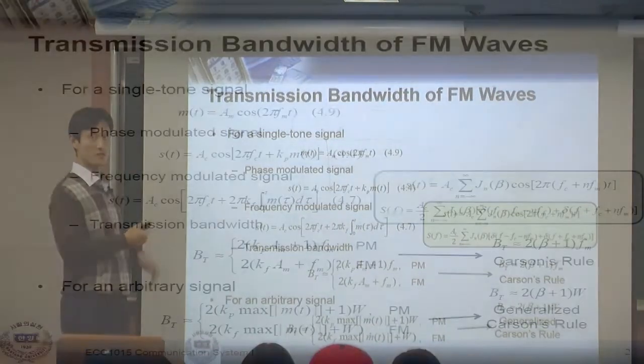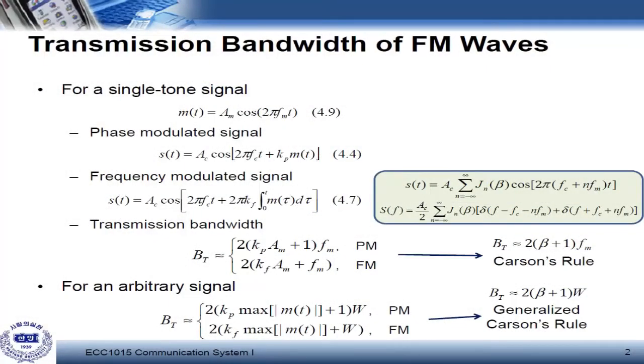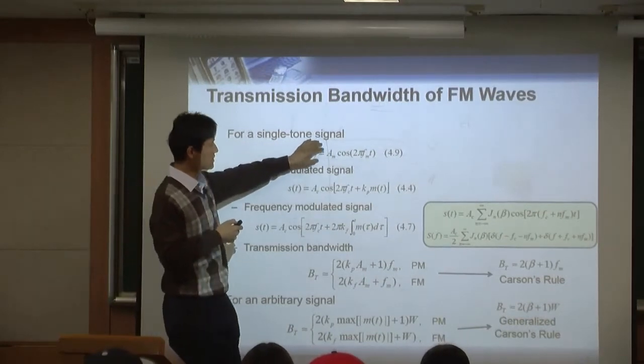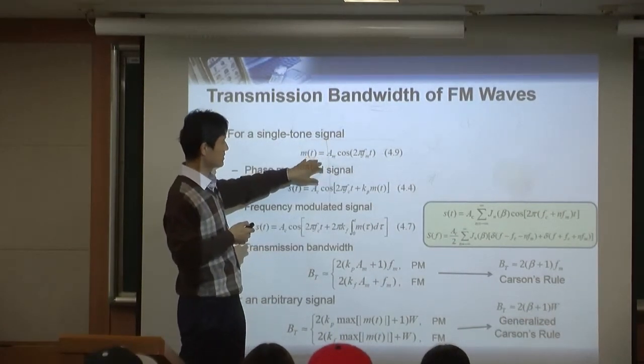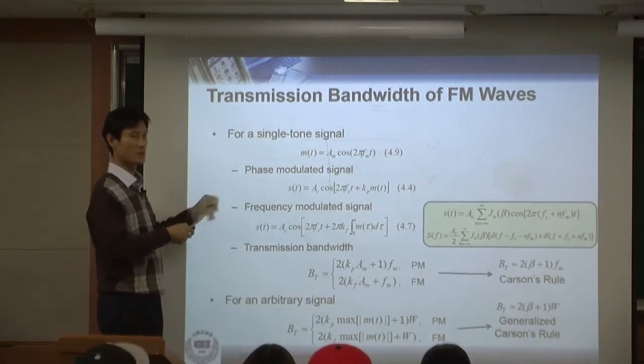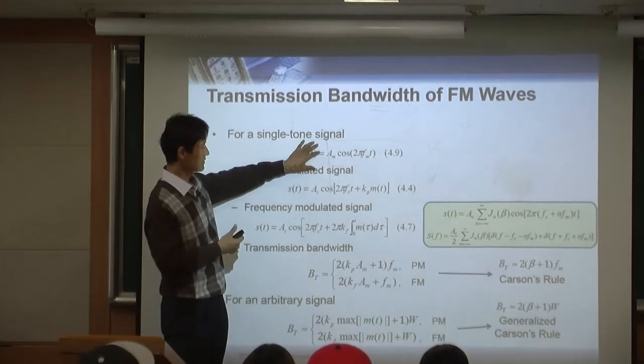So far, what we discussed is FM signal generation. Going back to the basics of FM, what we discussed is the transmission bandwidth of FM signals. Here's our original message as a simple example. Our message m(t) is a simple single-tone cosine signal. This is a simple example.